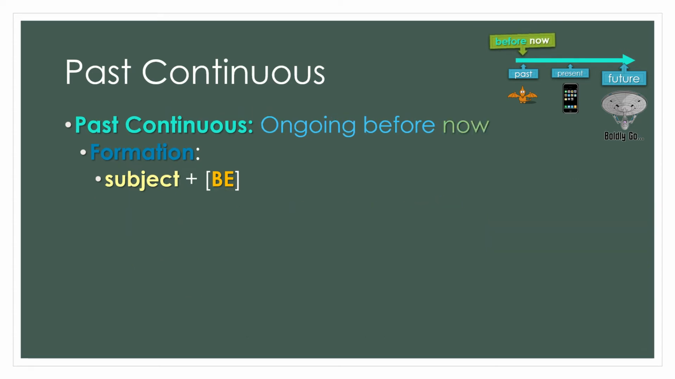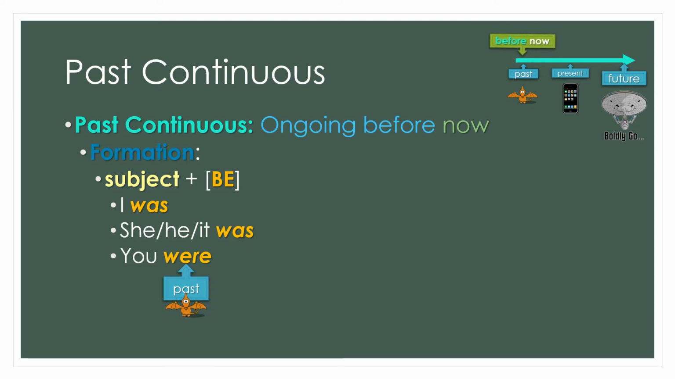All the different forms of the verb to be in the past are I was, she was, he was, it was, you were, we were, they were. When you form the past continuous, you will use one of these forms of the verb be in the past.